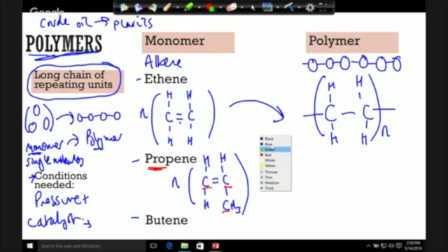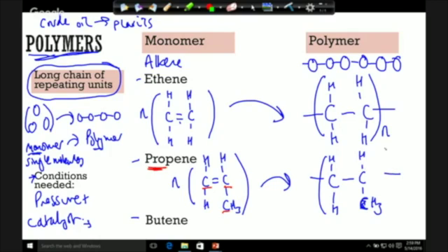And then again, under heat and pressure, this would be put into a polymer unit without a double bond. You may be asked to draw these, or you may be asked just to name these. So that should be CH3 with the bonds extending through the brackets, and that is your polymer unit for propene.